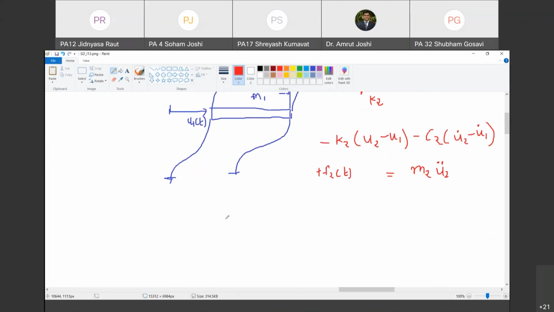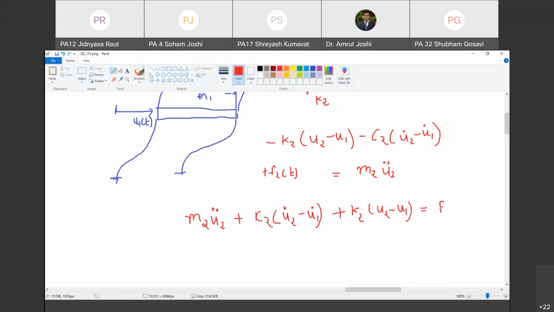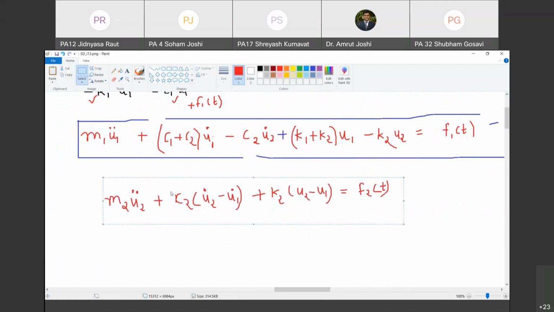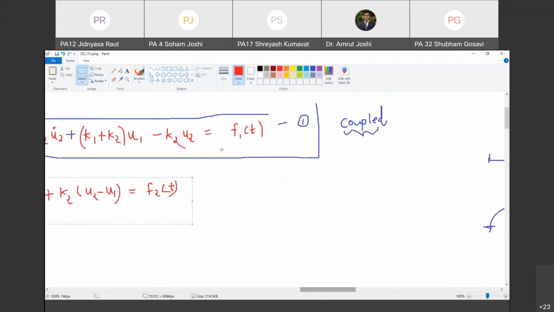So I have applied Newton's second law at time instant t to this free body diagram of mass m2. Now let us simplify it. So if I simplify it, what is the result that I get? So m2 u2 double dot, and then this k2 goes on the other side, so it becomes plus c2 into u2 dot minus u1 dot. Happy? Yes, sir. And plus k2 into u2 minus u1. Happy? Yes, sir. This must be equal to F2 of t. Are you with me? Yes, sir. So let us take this equation there. This is the second equation that we have.